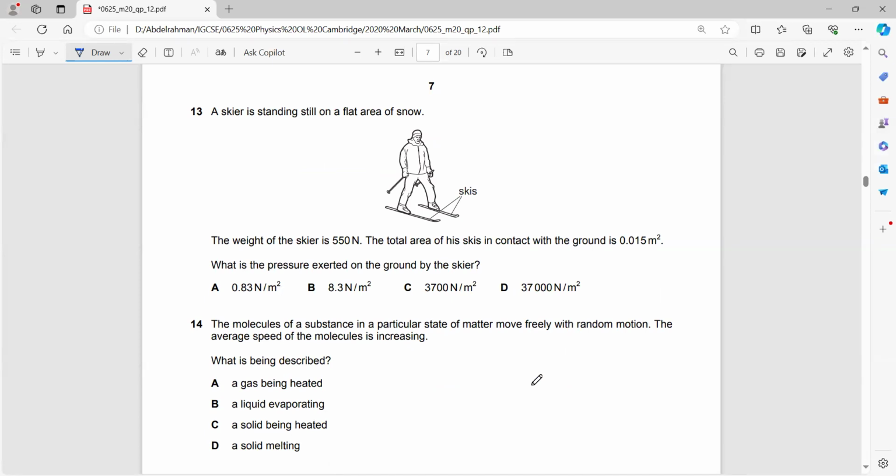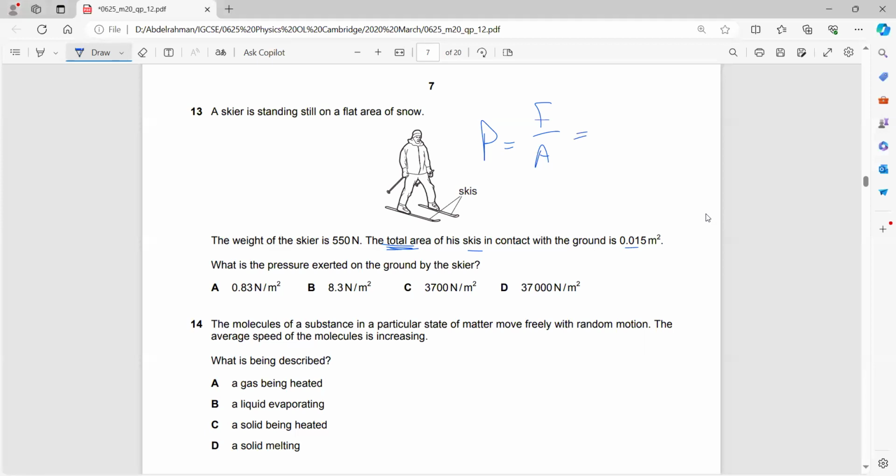How can I find the pressure? It's very straightforward. Pressure equals force over area. For this question, you will not multiply the area by 2. He didn't say that the area of one of his skis is 0.015. He said that the total area of his skis is 0.015. So you already have the total area.